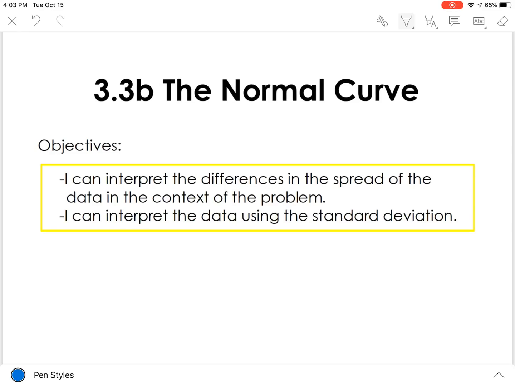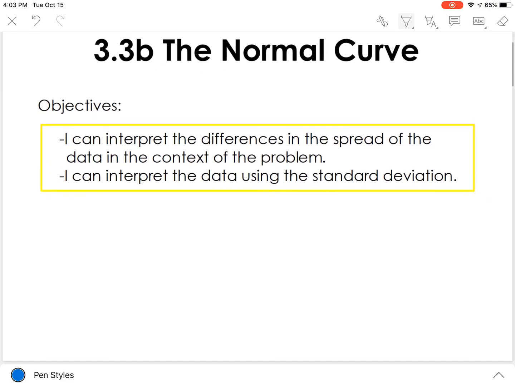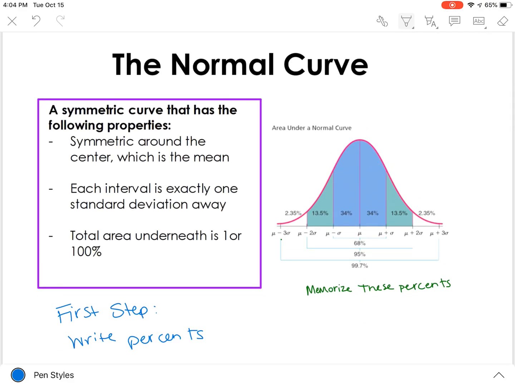3.3b is on the normal curve. So we want to be able to know what the normal curve is and use it to interpret situations. So here's the normal curve. It's kind of this bell-shaped curve.